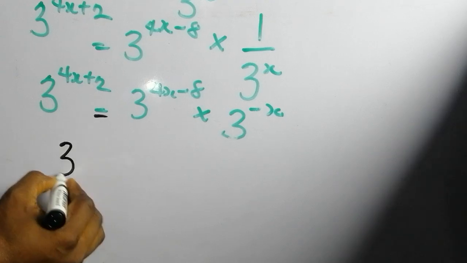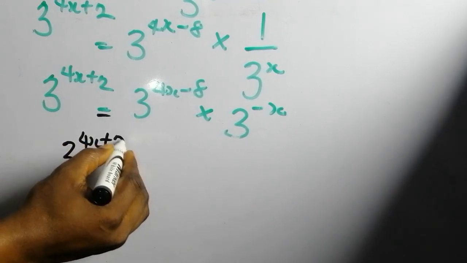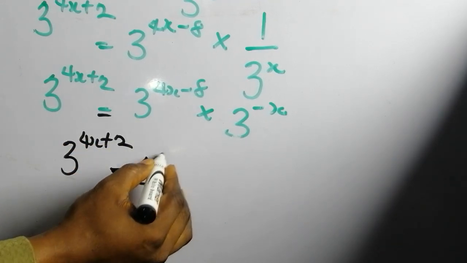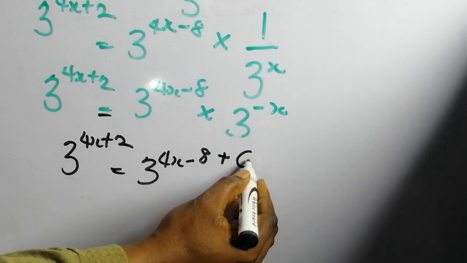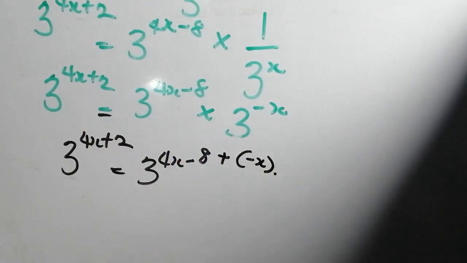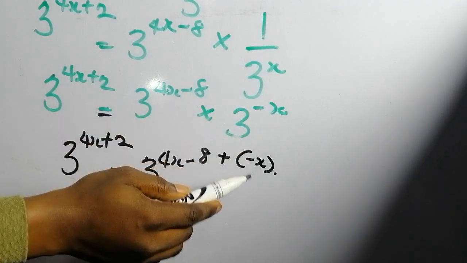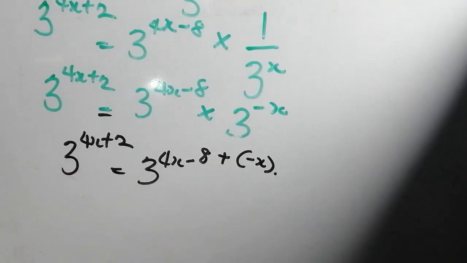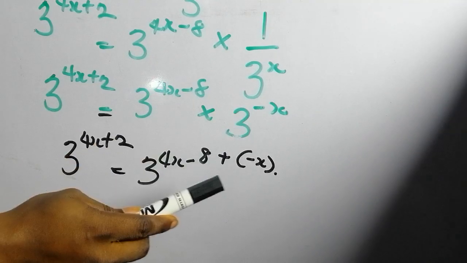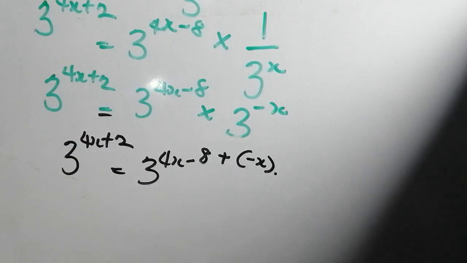Of the sign. So this is 3^(4x+2) = 3^(4x-8) times minus x. Don't forget, this is the minus x for this, which is this. So you have your 4x minus 8 here. Don't forget, I've mentioned this under either factorization or indices. Plus times minus, I've mentioned that plus times minus is what?